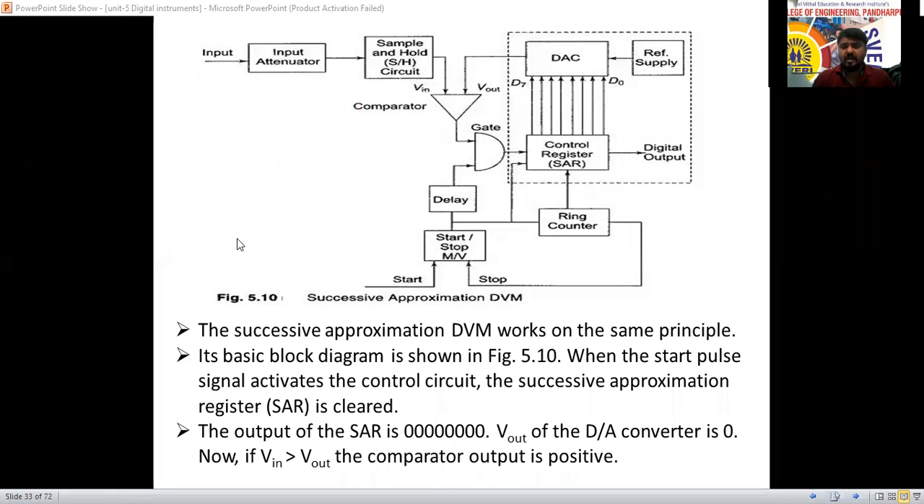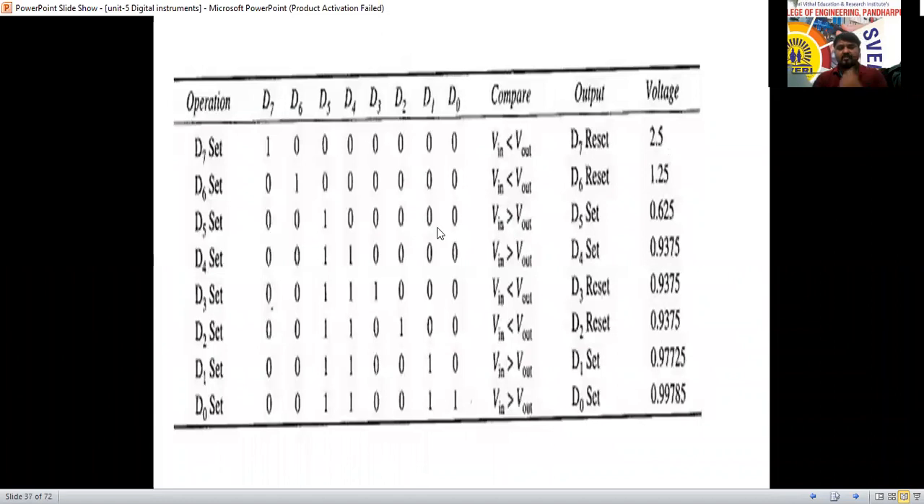The same diagram you can use in the table here. All the explanation is there. Is the table visible? Yes, sir. Listen carefully here, this is important. As the initial condition, I set D7 and compare it with the unknown voltage, that is the input voltage. What will happen? With D7 set, the input voltage becomes less than the output voltage.